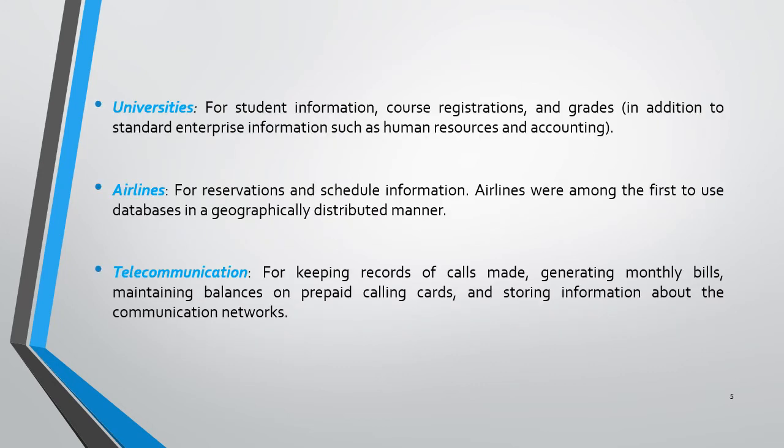Then universities, airlines, telecommunications. Now, universities. Why only universities? Your colleges also maintain the database, in which course you have registered, what are the grades you are getting, and everything you have with your roll numbers are with the college and the universities.